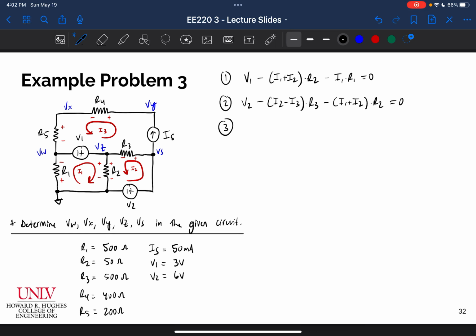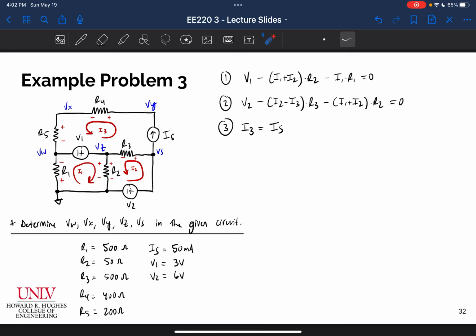Okay. And so the current IS is the current that's going to flow. That's 50 milliamps. That's the current that's going to flow in this loop. And I3 is the current that flows in that loop. So I can just straight up say that I3 is equal to IS, which is 50 milliamps, right? And so those are my three equations. Now I have an equation for I3. I can plug that value in for I3 here.